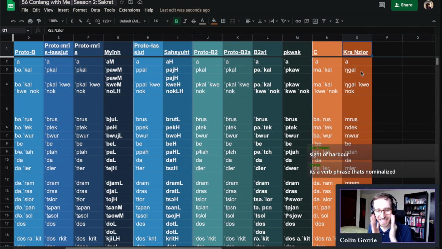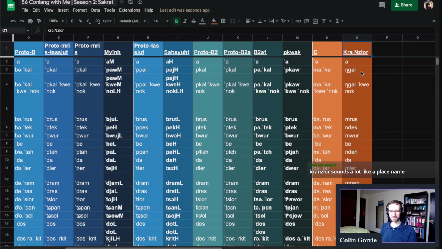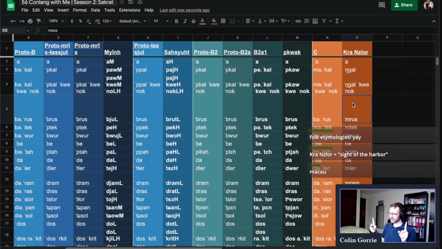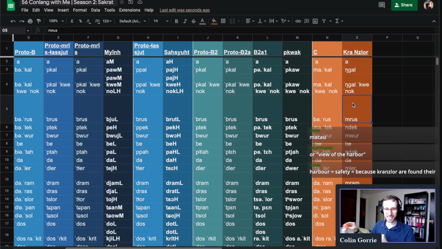Oh, and we could think of a cool folk etymology, where the first time that they came to this one place they said, "Ah, I see a harbor, and that's why it's called Kranzlor." And then the people from Kranzlor started to speak differently from everyone else, and then they called it the Kranzlor language, and then and so on. Something like that. Okay, site of the harbor. I like that. Well done. You see, even when our brains aren't working totally 100%, things still work out.